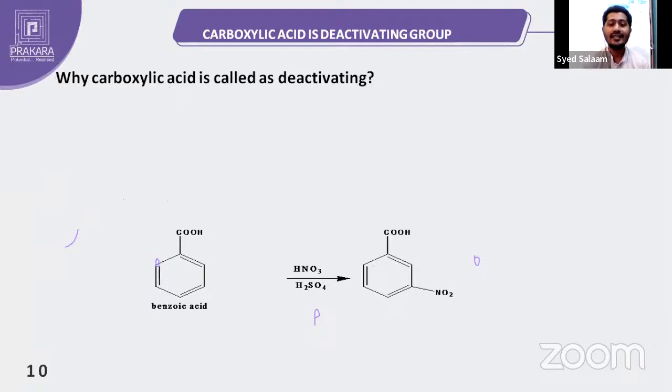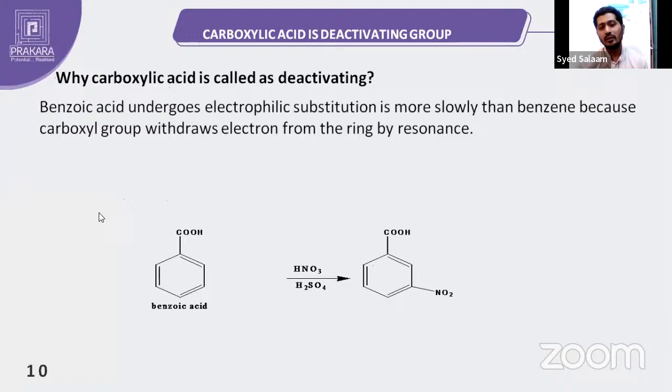Carboxylic acid acts as a deactivating group. We got to know that carboxylic acid is a deactivating group. Why? Because it is not activating the ring towards electrophilic substitution. It is blocking the ortho and para positions of the benzene ring, and that is why it is said to be a deactivating group. It undergoes electrophilic substitution more slowly than benzene, because it withdraws electrons from the ring, which makes it more unstable.